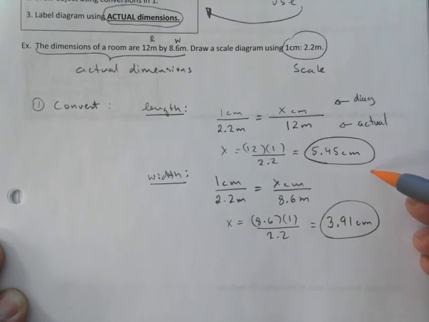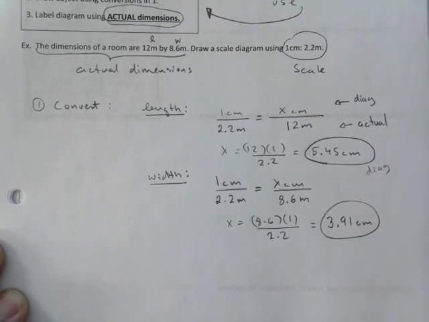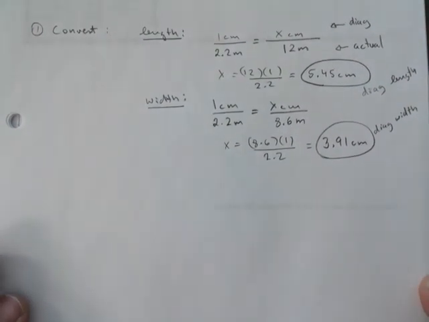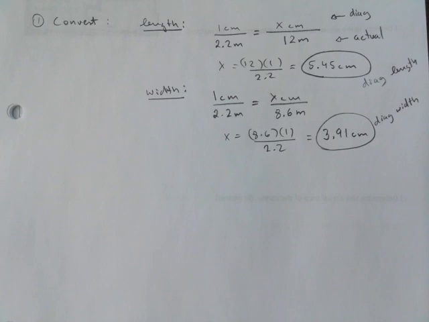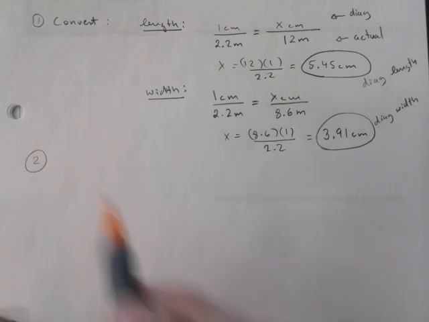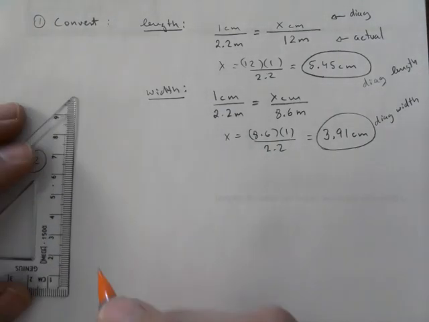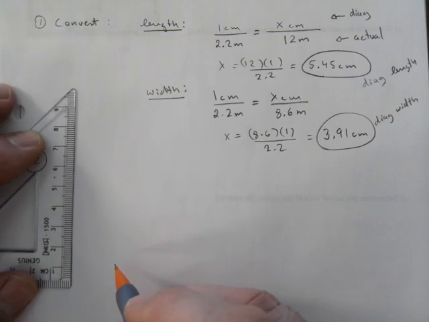So this is the diagram length, and this is the diagram width. So remember, you're trying to sketch this on your piece of paper, so it needs to be converted. So let's draw. If you have a ruler, I only have 2 here. I don't think they'll help you a whole lot, but have a ruler for this unit. You're going to need it for other units.